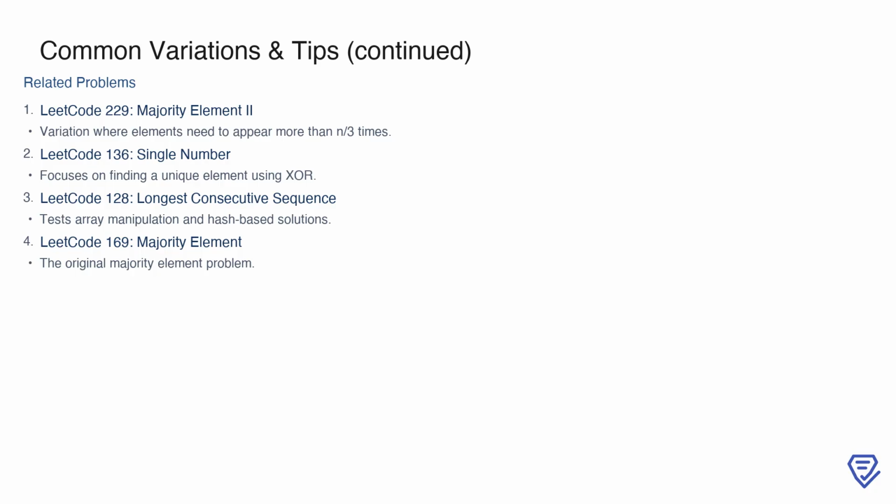There are also related problems that build on the concepts in majority element and can help reinforce your understanding. For example, LeetCode 229, Majority Element 2, is a variation that requires finding elements appearing more than n/3 times, which introduces additional complexity. LeetCode 136, Single Number, shifts focus to finding a unique element using XOR operations, which is another efficient approach for array manipulation. LeetCode 128, Longest Consecutive Sequence, tests your ability to handle array manipulation using hash-based solutions. And of course, LeetCode 169, the original majority element problem, serves as a foundation for all these variations. Exploring these problems helps you recognize patterns and develop strategies for solving a wide range of similar challenges.